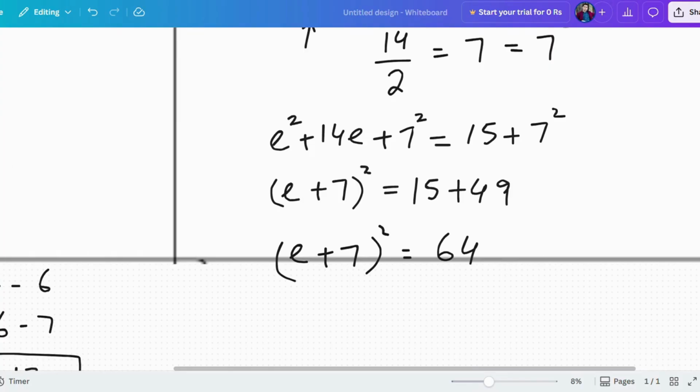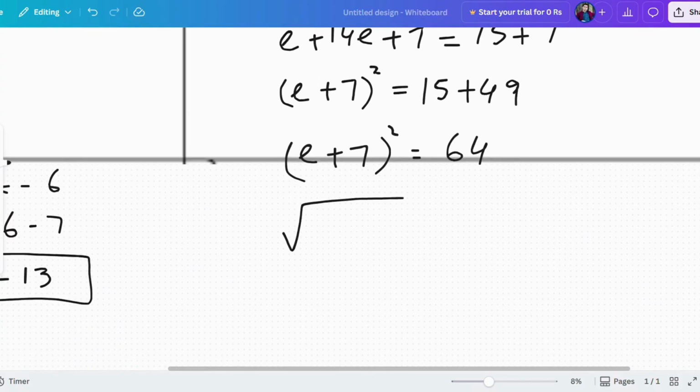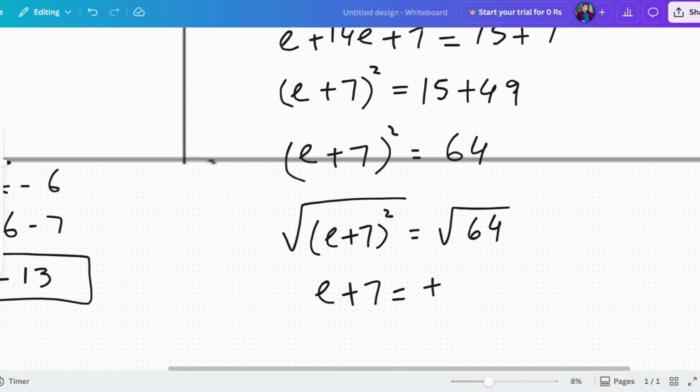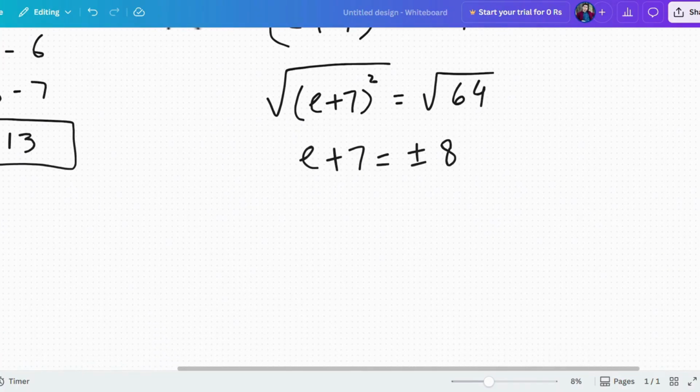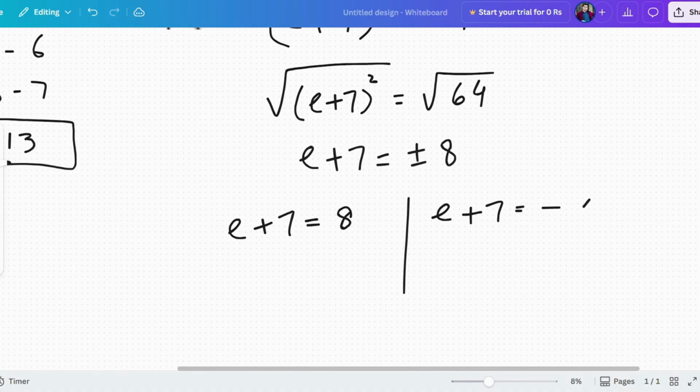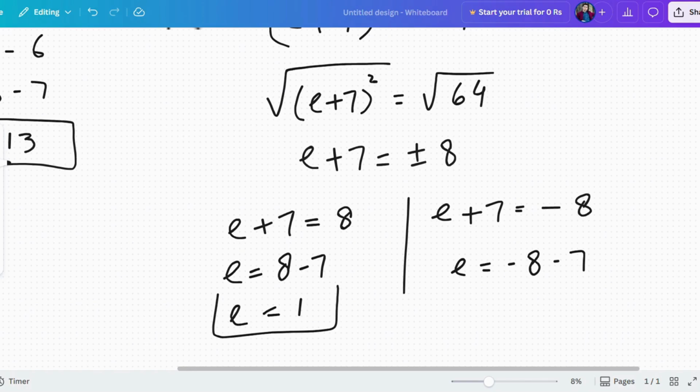Now after that, I will take radical on both sides. So radical e plus 7 whole square is radical 64. So it will become e plus 7 equals to plus minus 8, right? So one time I will do it as e plus 7 equals to 8, and one time I will do it as e plus 7 is equivalent to minus 8. So this one is equivalent to 8 minus 7 is equivalent to minus 8 minus 7. So e is equivalent to 1 for this one, and for this one e is equivalent to minus 15.